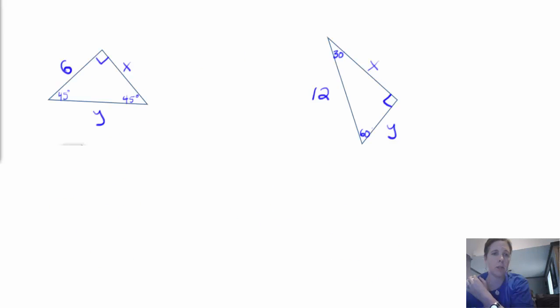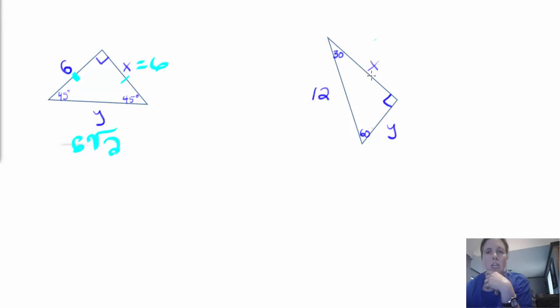Let's do some examples. Right here, if you're given the 6, first you have to look. It's a 45, 45, 90, and this section will only deal with the 45, 45, 90 and 30, 60, 90. So if it's a 45, 45, 90, and this is a leg, because it's across from the 45, not the hypotenuse, then x is 6, and then remember the y would just be 6 square roots of 2. Okay, that's all you have to do.